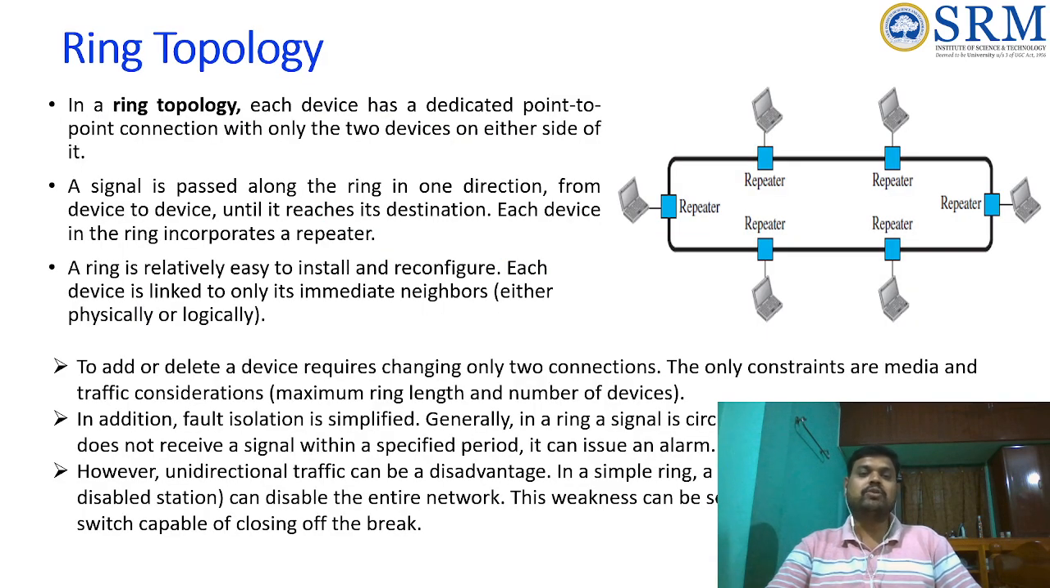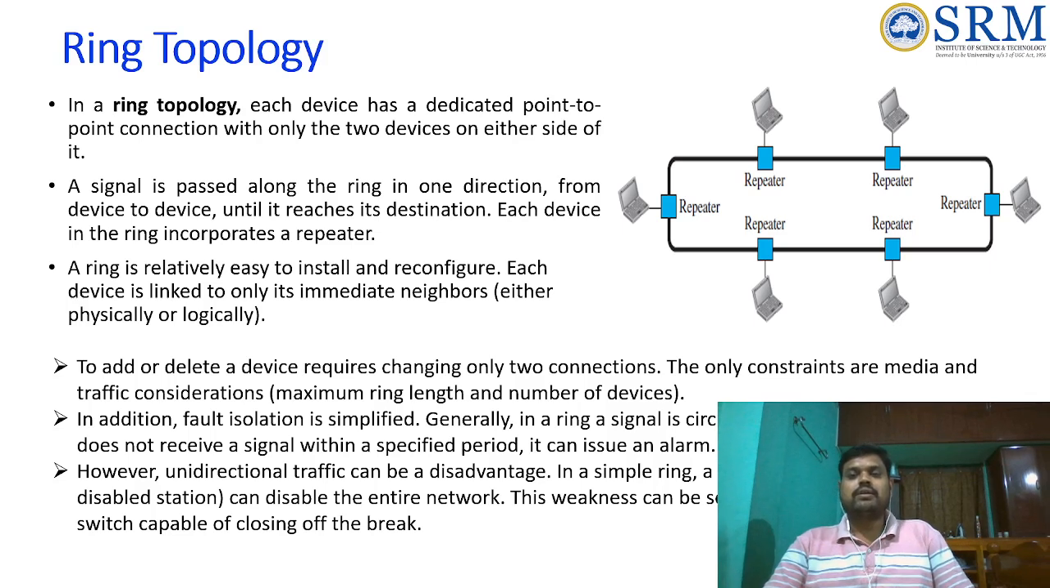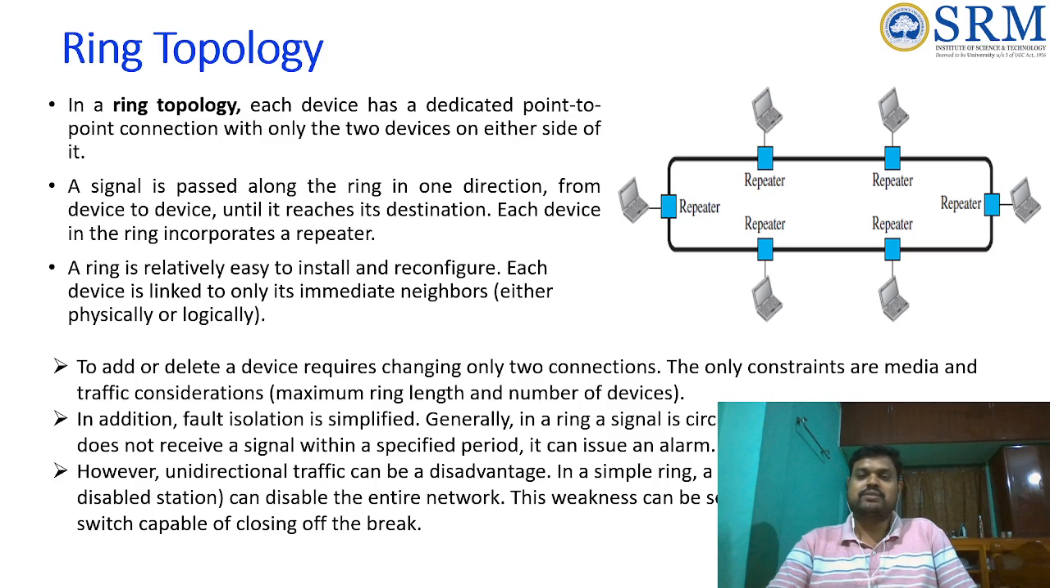So the last one is the ring topology. Ring topology will resemble a ring shape or ring structure, right? The main thing is each system has only two connections. If you look at any device, it has only two connections, one on the right-hand side and one on the left-hand side, so that it forms a ring structure. It has only two connections at any point of time, right?